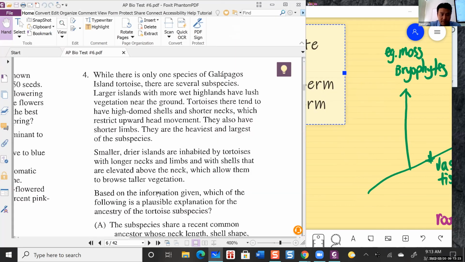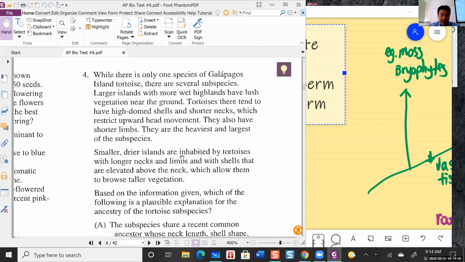Okay, let's look at number 4. There's only one species of Galapagos island tortoise, and they're huge. These are 100-pound tortoises. The question says larger islands with more rain and highlands have lush vegetation near the ground. So the vegetation is low and lush, and the tortoises have a high-domed shell. The idea is that they can't really raise the neck to reach higher ground for food. They don't need to, right? So they have short necks, which restrict upward head movement. They also have short limbs. They are the heaviest and largest of the subspecies.